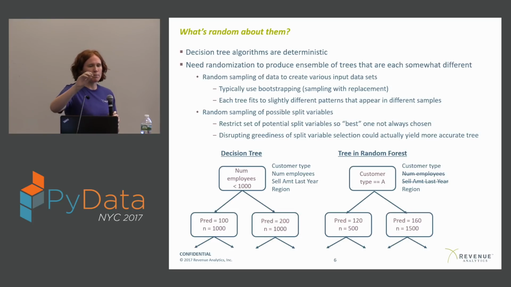What that does is it disrupts that greediness of the split variable selection. So instead of just optimizing for each node, each level of the tree, we're just injecting a little bit of randomness. Maybe by splitting on customer type, we get a little bit worse fit at the next level, but we could actually get a better fit a few levels down. Conversely, we could just get worse fits all the way down. And that's why we want to build multiples of these trees and blend them all together to get the best predictive result. So that at a high level is random forests and what is random about them.